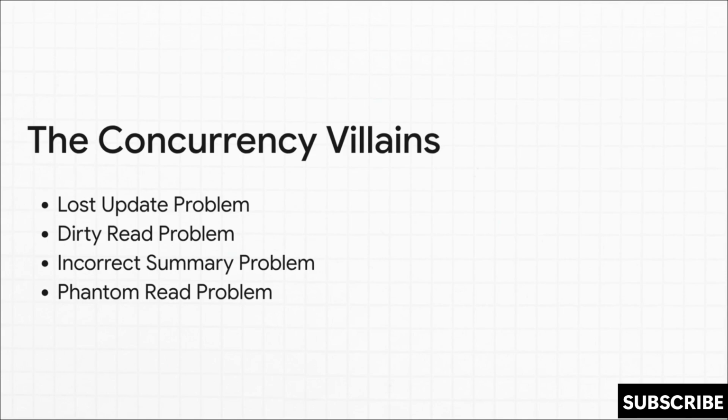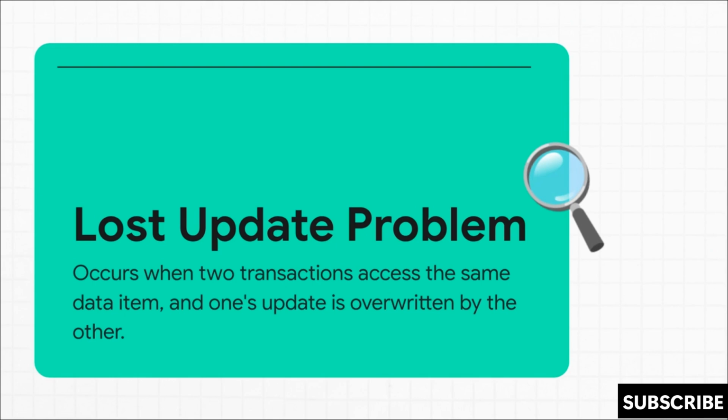Now, while all four of these are pretty dangerous, for this explainer, we're going to zero in on the two most common, the two classic culprits, the lost update and the dirty read. First up, the lost update problem. The easiest way to think about this, imagine you and a friend are trying to edit the same Google Doc, but you don't have that real-time syncing. The last person to hit the save button wins, and all the work the other person did, it's just gone, vanished. That is a lost update.